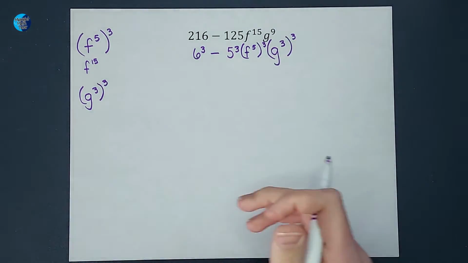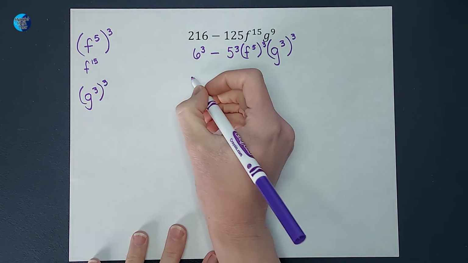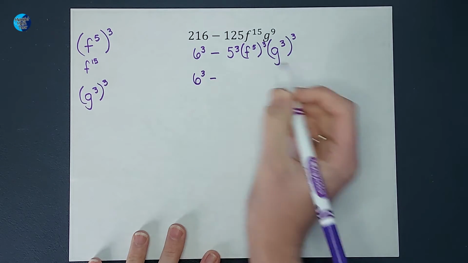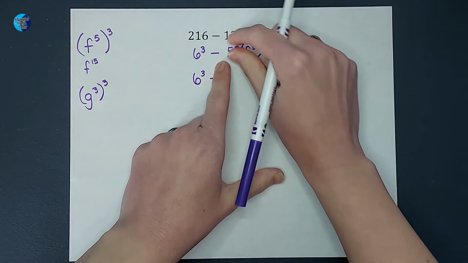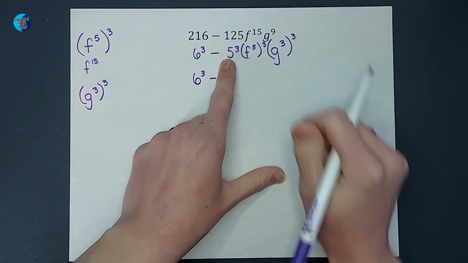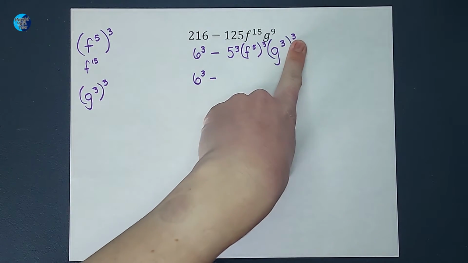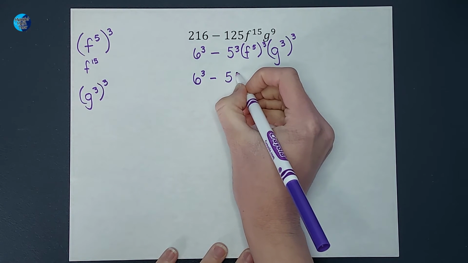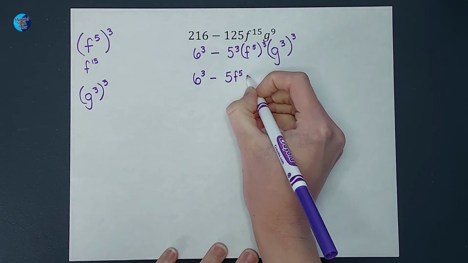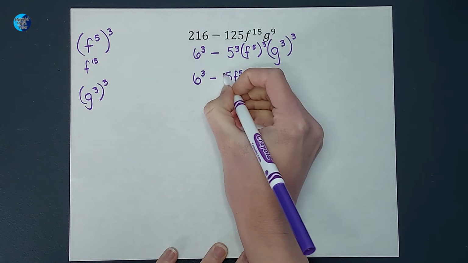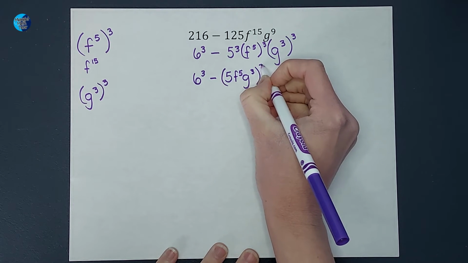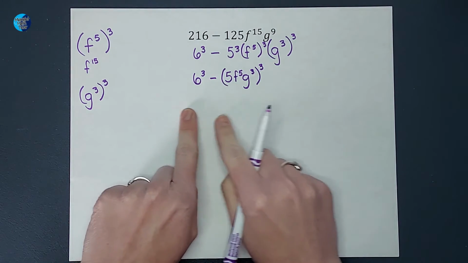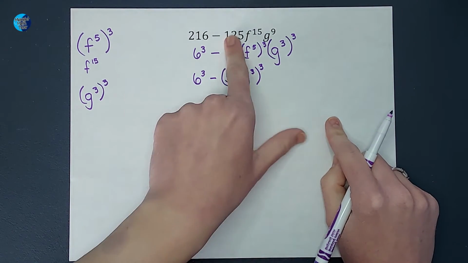So I want to get rid of some of those parentheses, and I can just write it as 6 cubed minus, now since each of these are to the 3rd, I can actually write this as 5 f to the 5th, g to the 3rd, and all of those are to the 3rd. So you could even double check and make sure that if you multiplied that out 3 times, you got this.